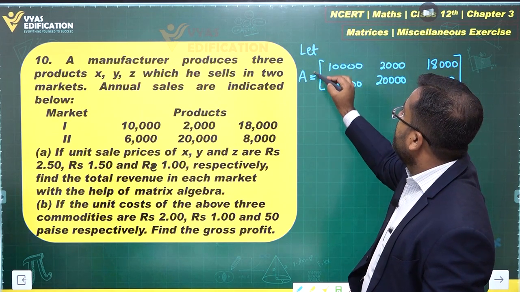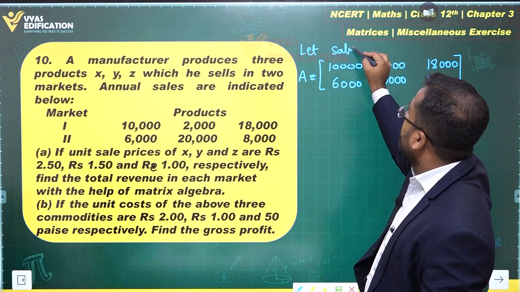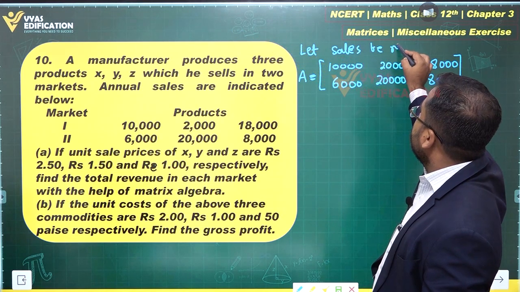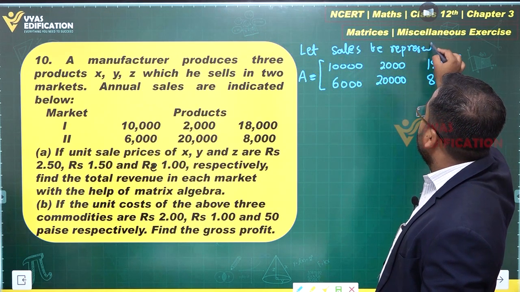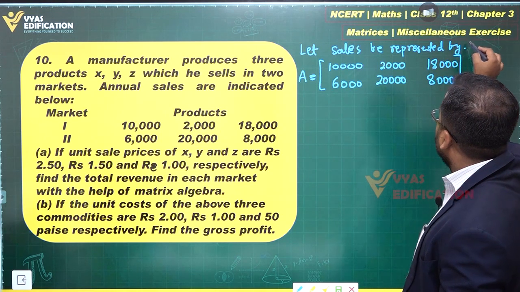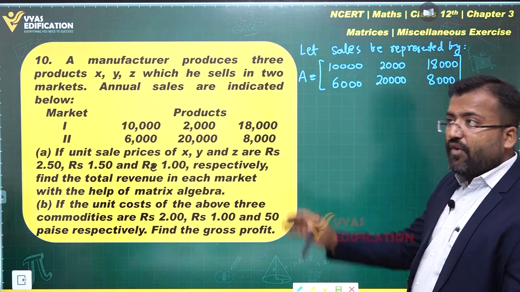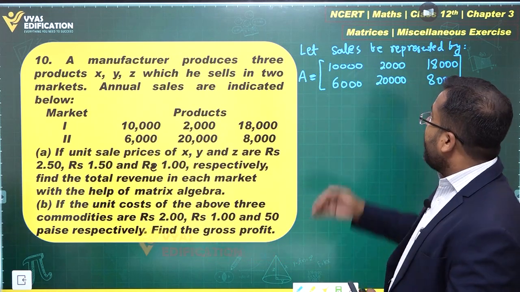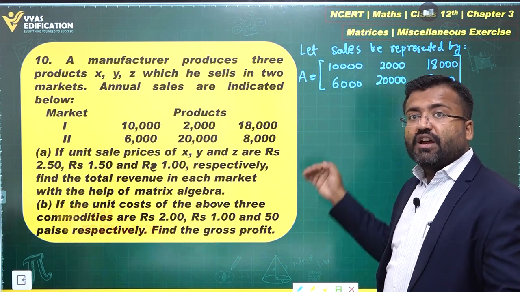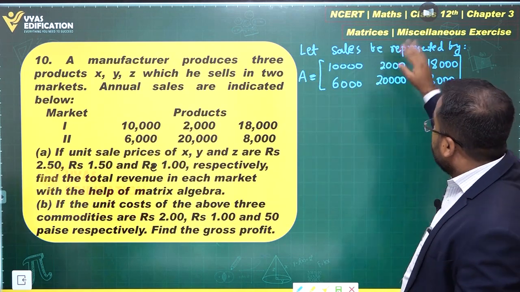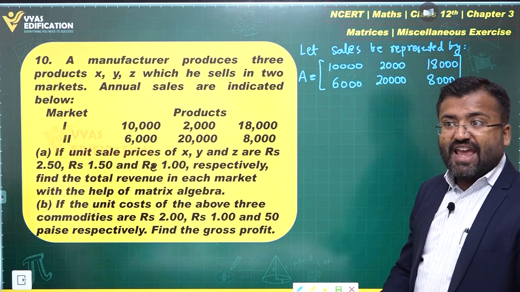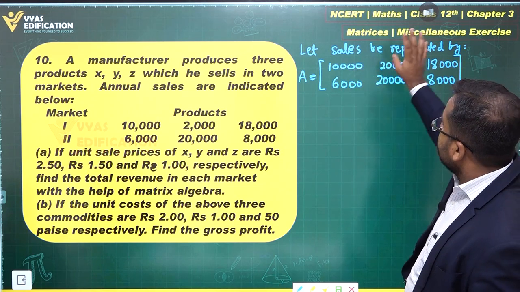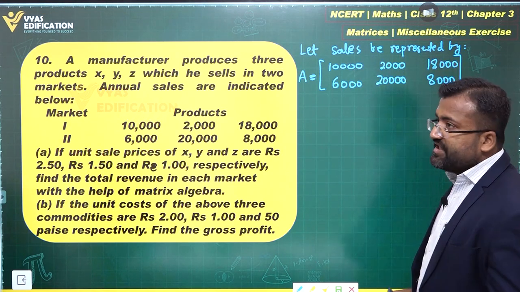Let sales be represented by A equals this, where rows represent the markets, market 1 and market 2. We could have had another market, market 3, market 4, market 5, and the columns represent the product types X, Y and Z. This is product X, product Y, product Z. This is a sales matrix.